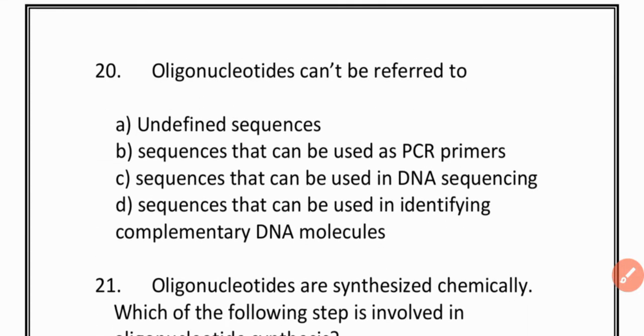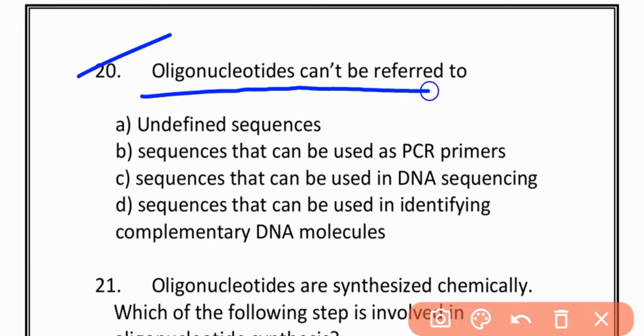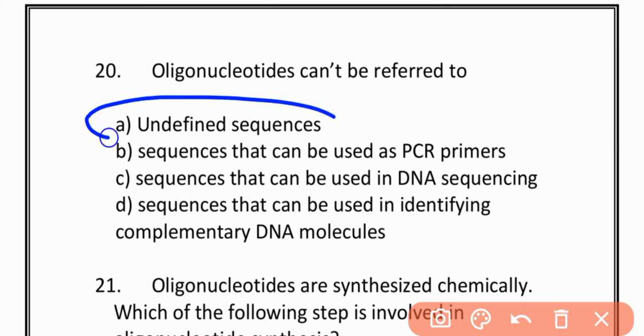MCQs number 20. Oligonucleotide cannot be referred to undefined sequence that can be used as PCR primers, sequences that can be used in DNA sequencing, sequences that can be used in identifying complementary DNA molecule. The correct option is option A, undefined sequence.